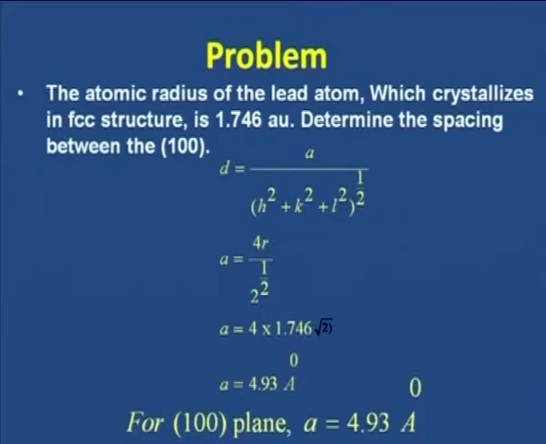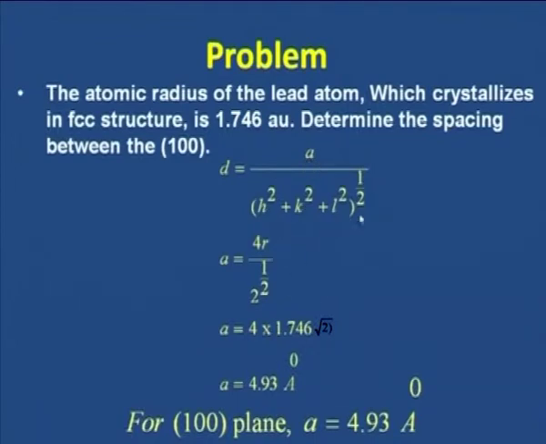The lattice constant a is given as 4r by square root of 2, which is obtained by a relation we will be seeing in the lectures to come. For the face centered cubic structure, the lattice constant a is given in terms of the radius of the atom, right? The radius is given here, 1.746. Therefore, if you substitute the radius here, a will become equal to this much. And so, a will be 4.93 angstrom, and the d value will be equal to a, which is 4.93 here.